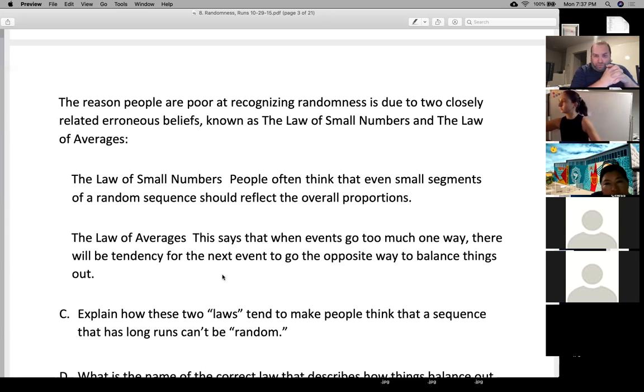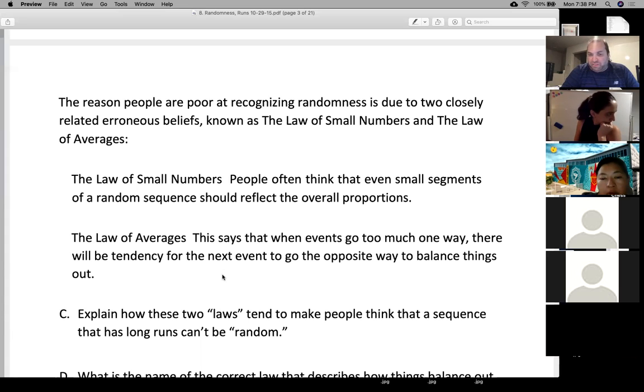So the law of small numbers. People often think that even small segments of sequences should reflect the overall proportions. But remember what we did with stabilization, right? What do we always say about small trials versus a large number of trials? When does stabilization occur? After a large number. You never expect to have small segments reflect the true value. And that's the law of small numbers. People think that even small amounts should reflect the overall proportions. You're always going to have major fluctuation in the beginning.